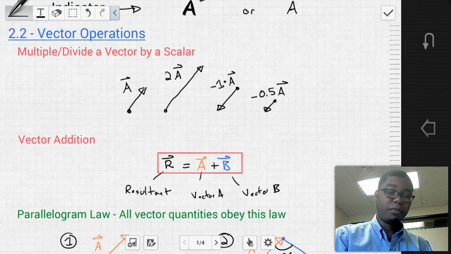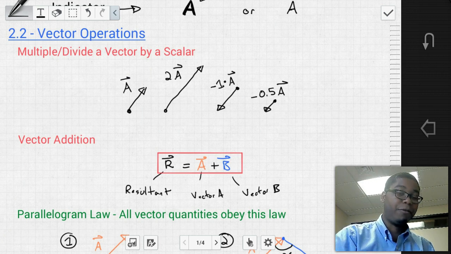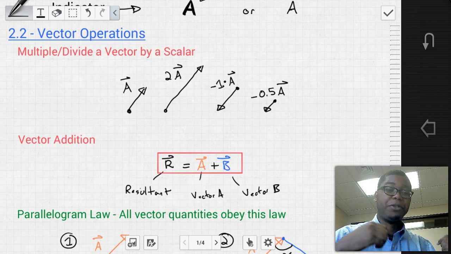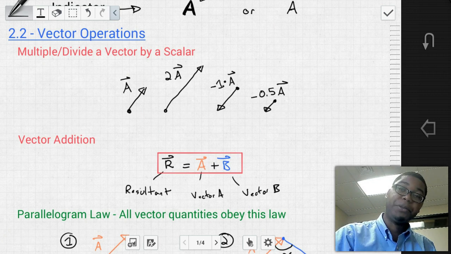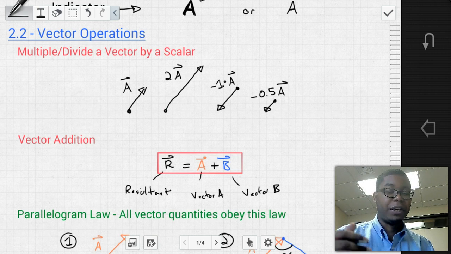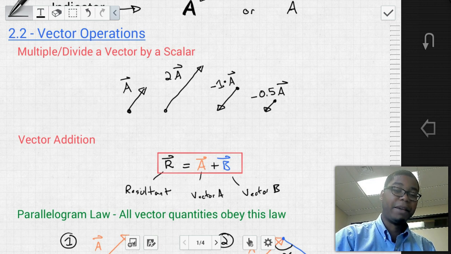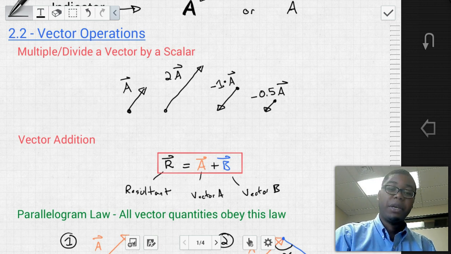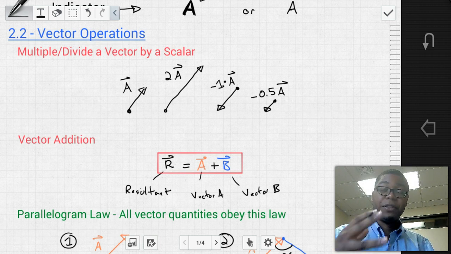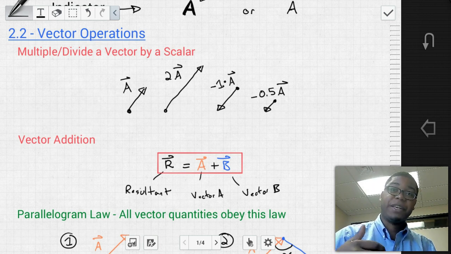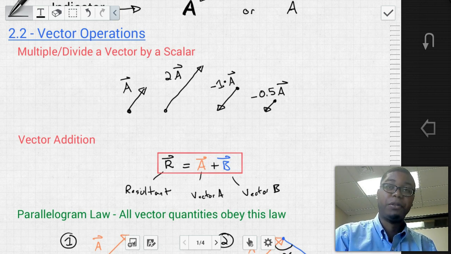A vector can be multiplied or divided by a scalar quantity. Say you have some vector A that has a magnitude, a direction, and a sense. We could multiply that vector A by a scalar value of 2, and it will double the magnitude, but it doesn't change the direction or the sense. We can also multiply that vector A by -1, and that keeps the same magnitude, but changes the sense of the vector to the opposite of what it previously was.